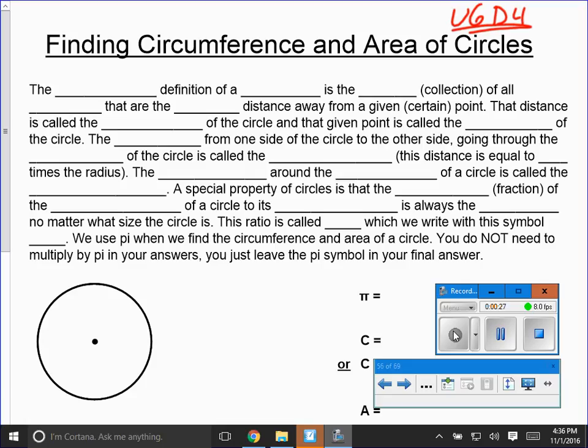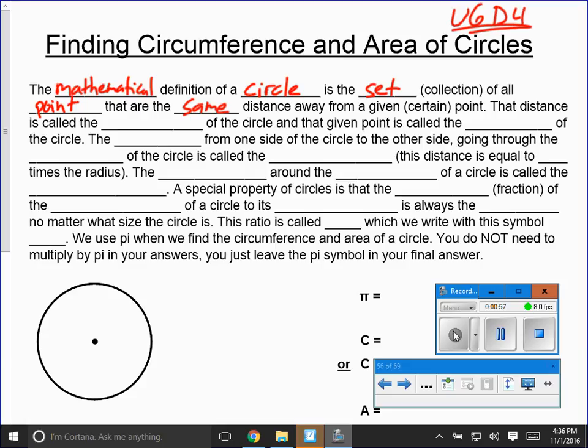So first thing is talk about what a circle is. There's a very strict mathematical definition of what a circle is. It's a set of all points, a collection of every point that are the same distance away from a given point. So if you pick a point and you pick a distance, every point that's that same distance away from the first point forms a circle.